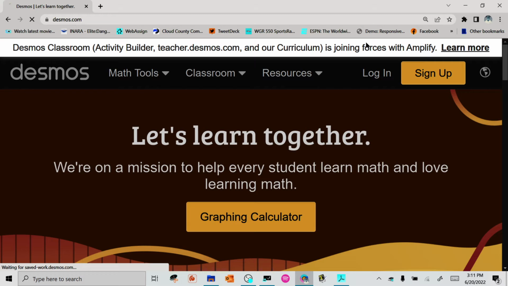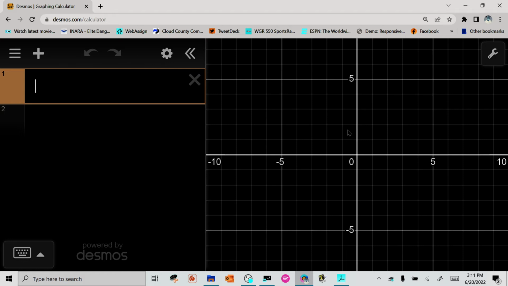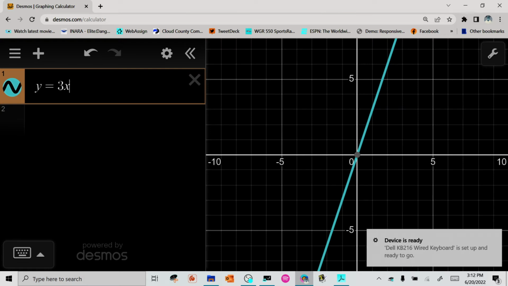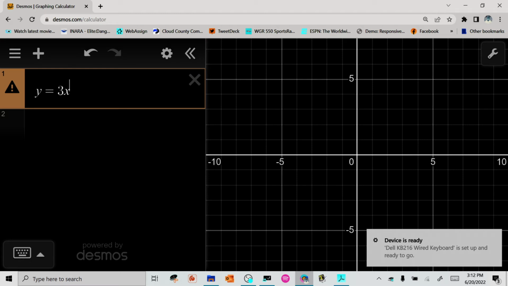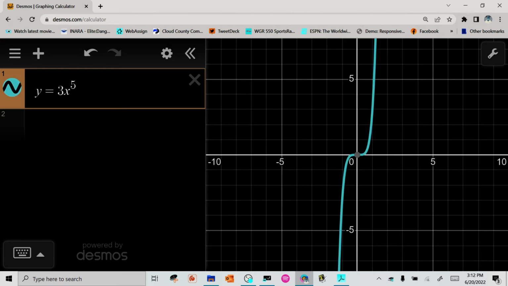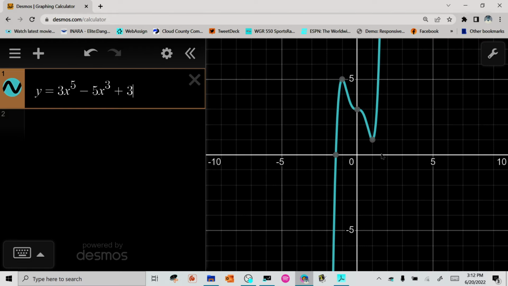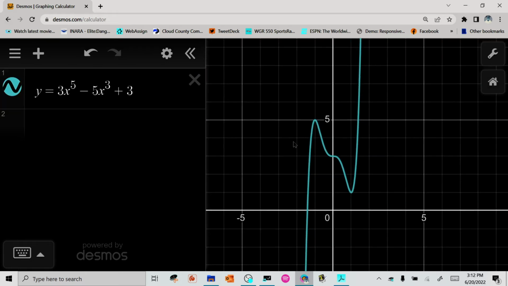So let's go to Desmos, to the graphing calculator here. And what we're going to do is I'm just going to enter it in as y equals. Usually for Desmos, it's just good to put in y equals for your input and output variables, the x's and y's. You can actually choose other variables instead of x's for the dependent variable. Minus 5x to the 3 plus 3. So you get this kind of goofy looking function here.